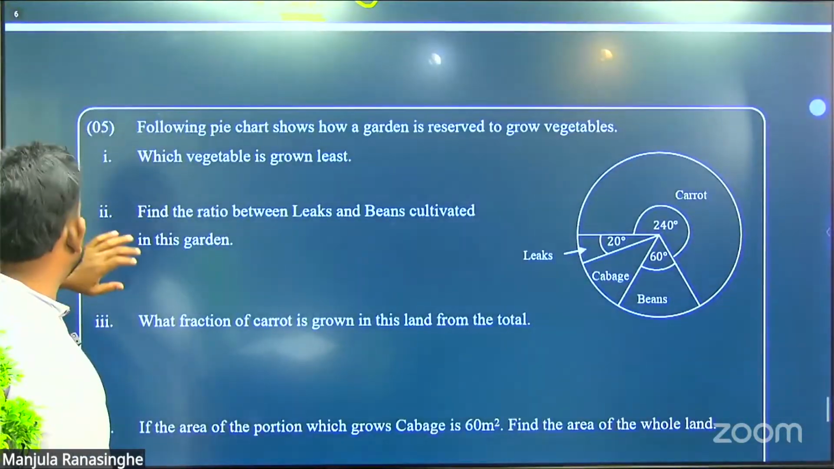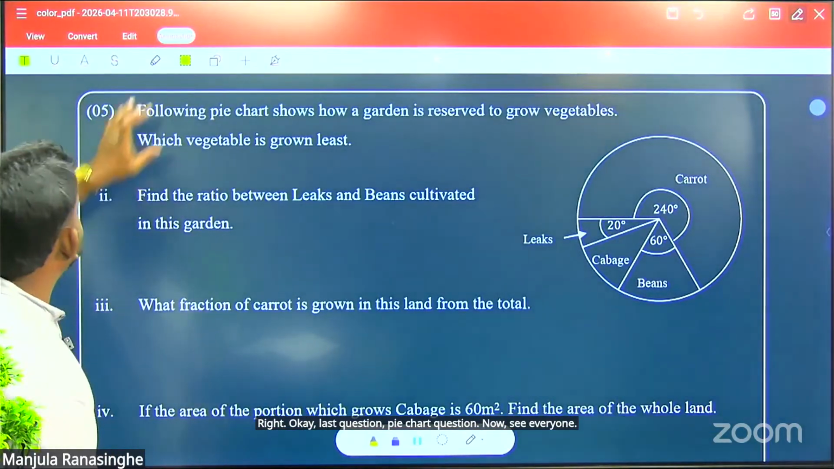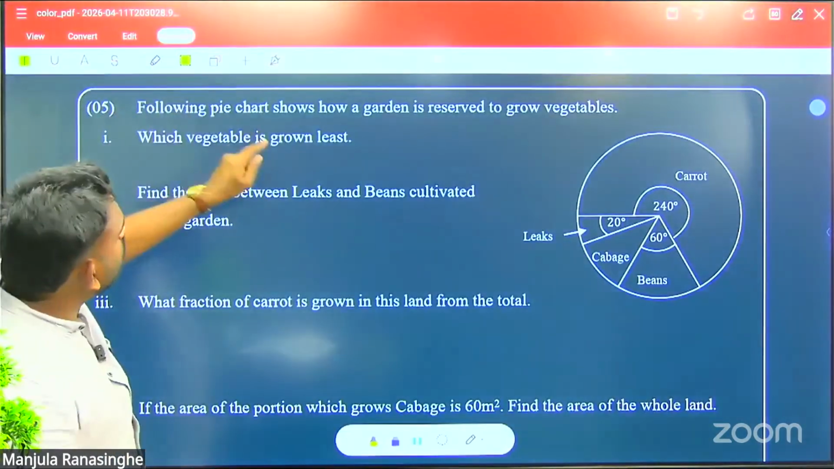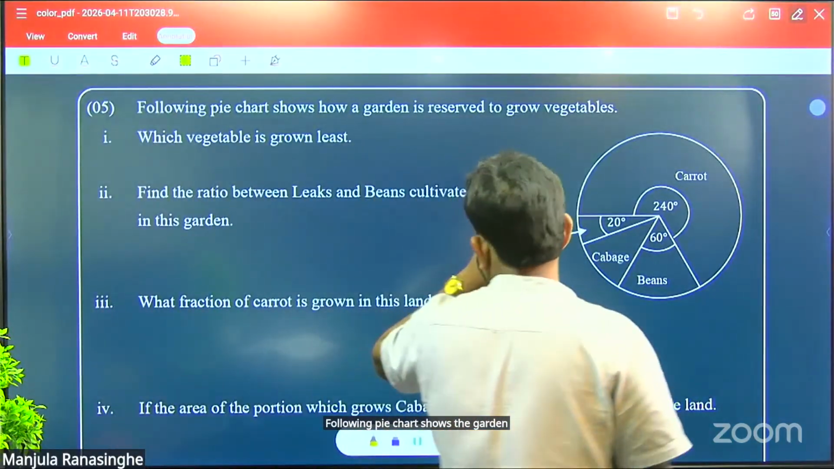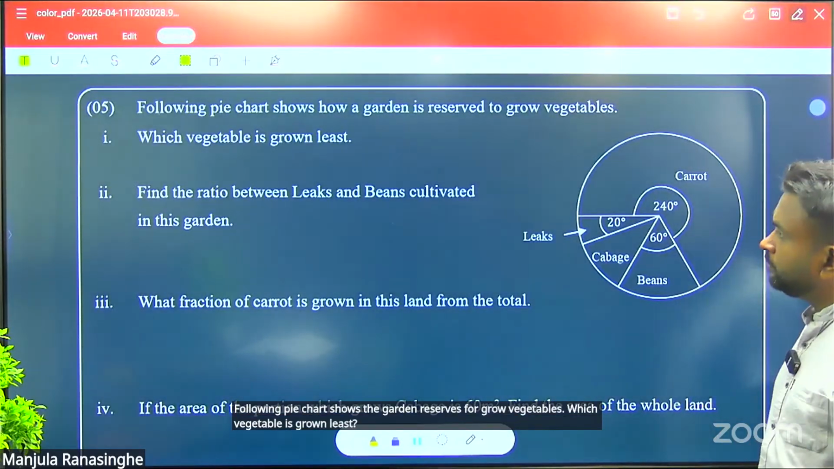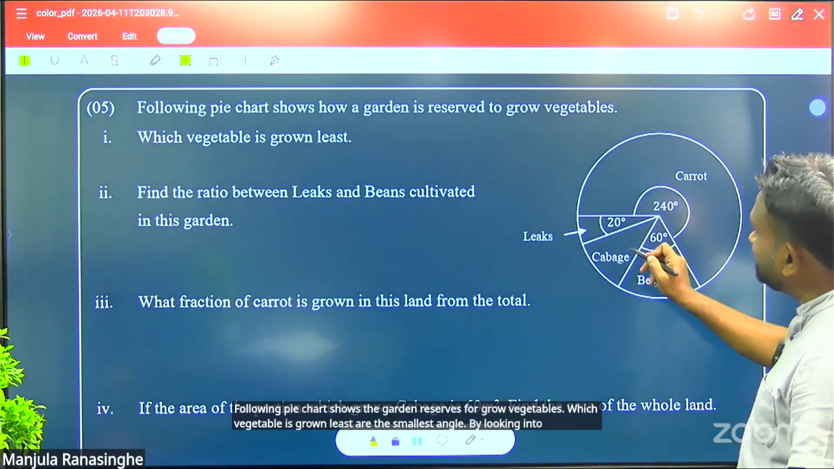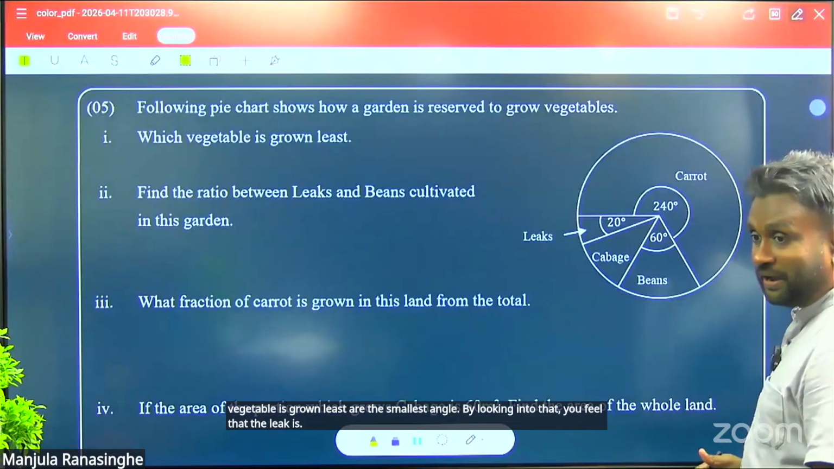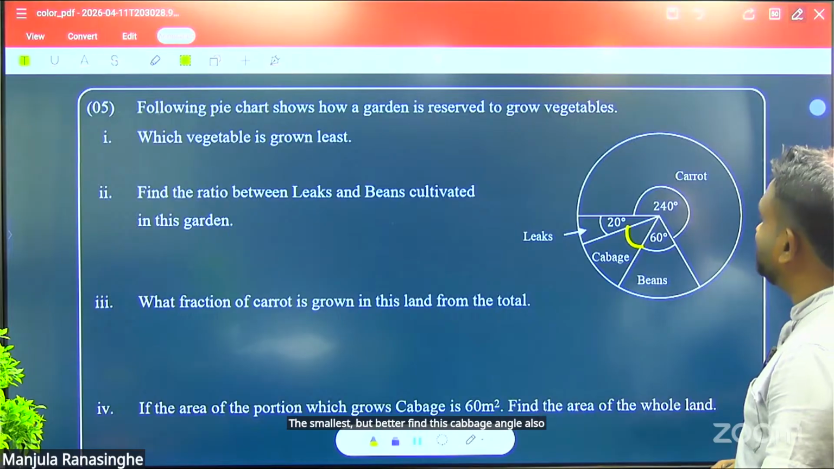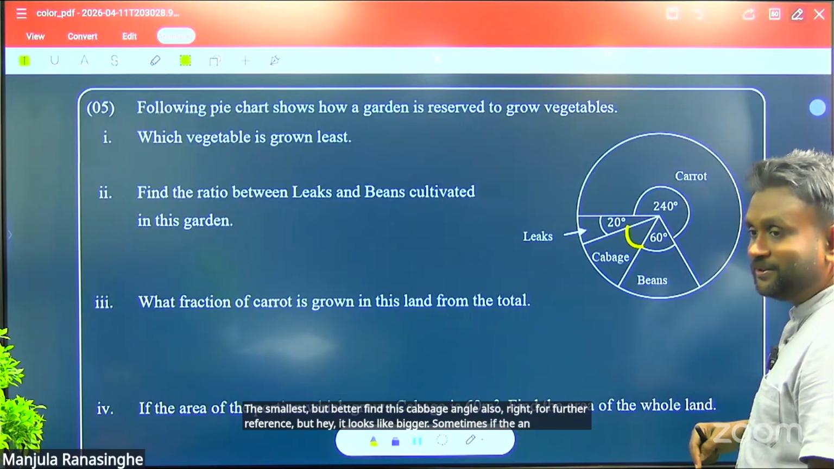Right, okay, last question, pie chart question. Now see everyone. The following pie chart shows the garden reserved for growing vegetables. Which vegetable is grown least? It is the one with the smallest angle. By looking at that, you feel that the leeks is the smallest. But better to find the cabbage angle also, for reference. Sometimes it looks bigger. If the angle is smaller, then you are in trouble.